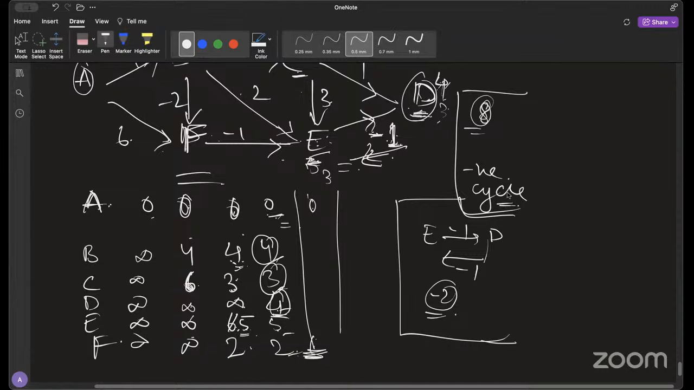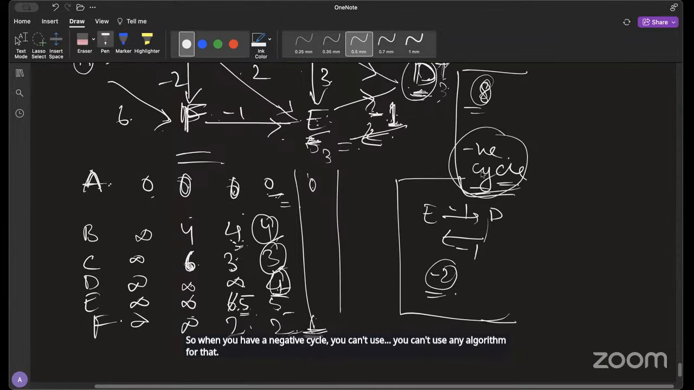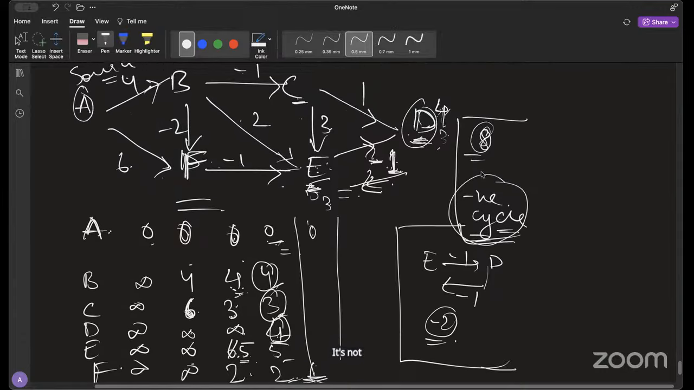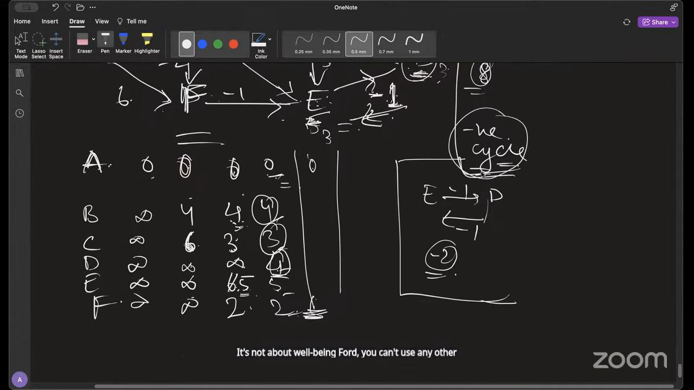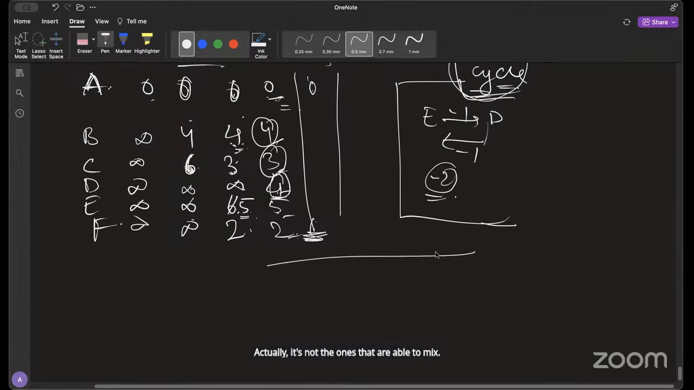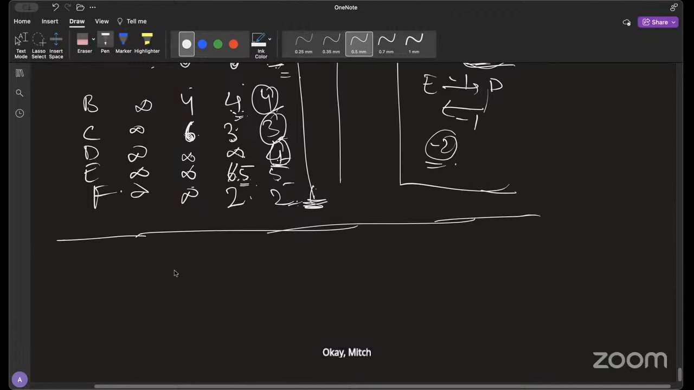Is that all right? So when you have a negative cycle, you can't use any algorithm for that. You won't get an answer. It's not about Bellman. You can't use any other algorithm, at least not the ones that are in use. You don't get a finite answer.